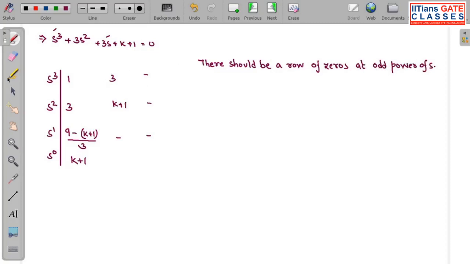So what are the odd powers of s present here? It is s cube and s to the power 1. Tell me, can I make a row of 0 here? No, never. I cannot do that, because this is a definite value, 1 and 3, always. But can I make a row of 0 over here? Yes, I can. How? If I substitute this value equal to 0, so what will it be? It will be 9 equal to K plus 1, so K equal to 8. Okay, so K is equal to 8.